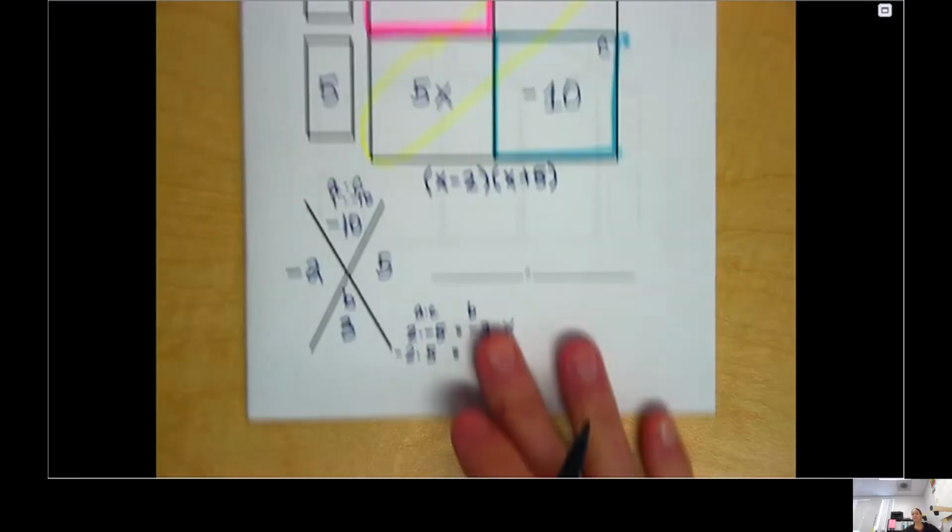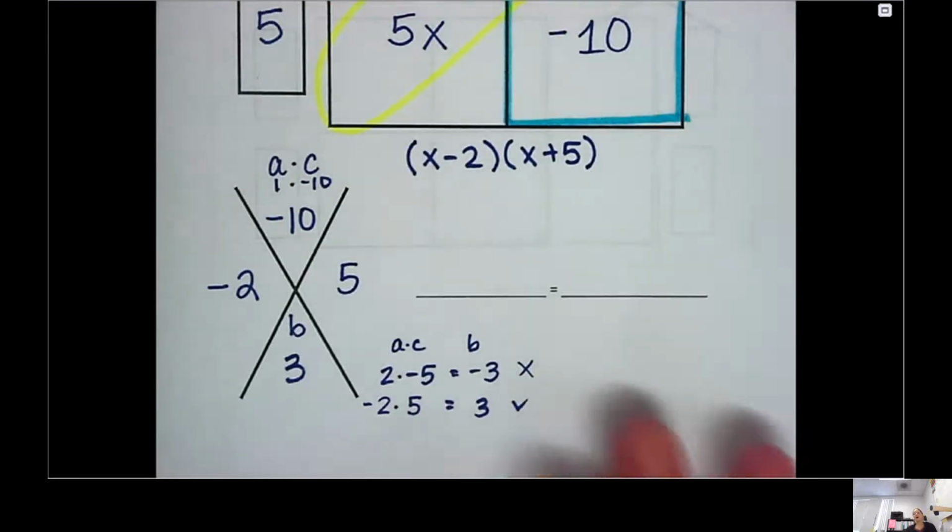Okay, we're almost done. I know it seems like a lot, but the more we do it, the better you're going to get at it. The faster it'll come.